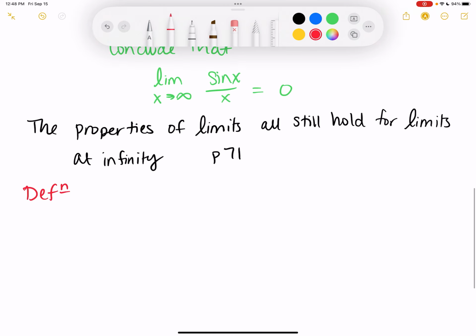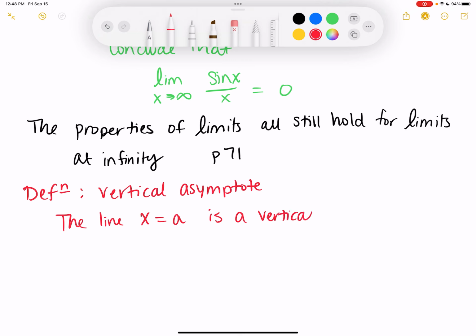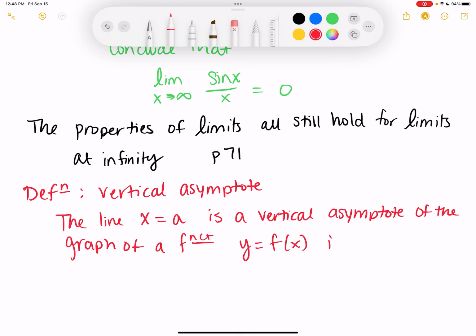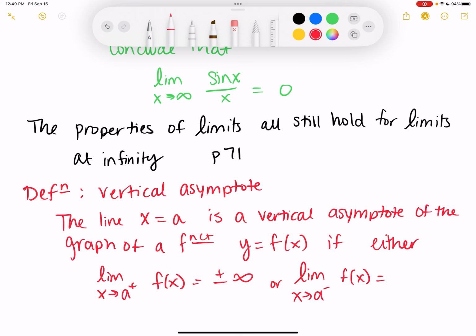So, the definition for a vertical asymptote: the line x equals a is a vertical asymptote of the graph of a function y equals f of x if either the limit as x approaches a from the right of f of x is equal to plus or minus infinity, or the limit as x approaches a from the left of f of x is equal to plus or minus infinity.